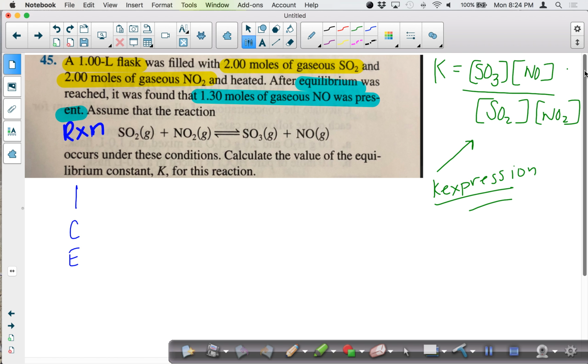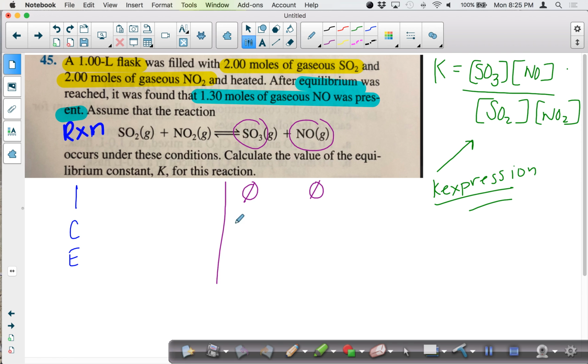The next thing we're going to want to do is set up a little RICE chart here. You might call it an ICE chart, you might call it a RICE chart, but for RICE it would be reaction and then initial, change, equilibrium. And while I'm reading it, I notice that it's 2 moles of gaseous SO2 and 2 moles of gaseous NO2. So that means that those values are the initial values, and they're telling us that that's what we're putting in the container. So we are then going to say that the SO3 and the NO are starting out at 0.